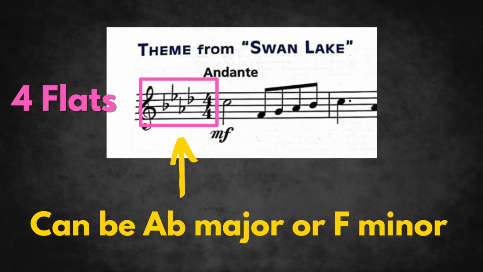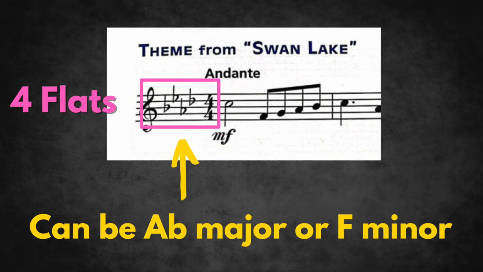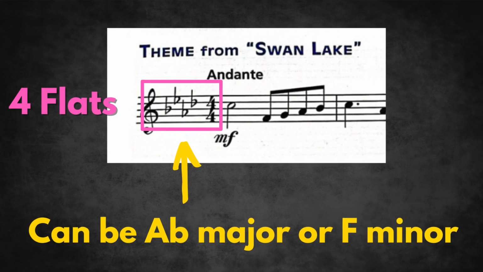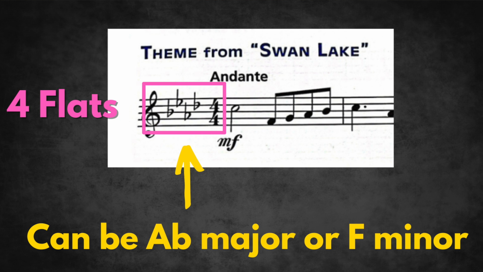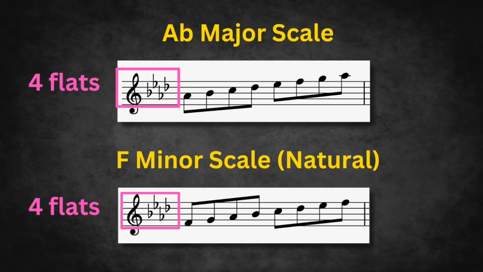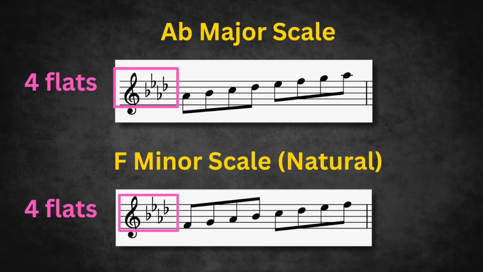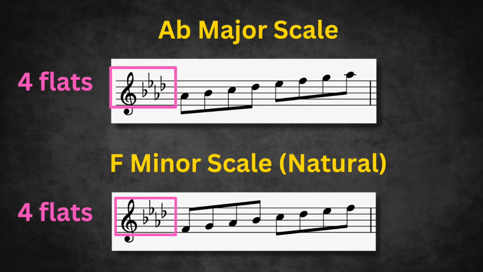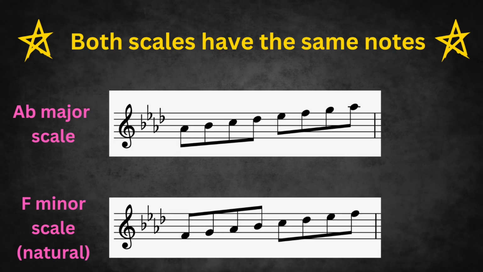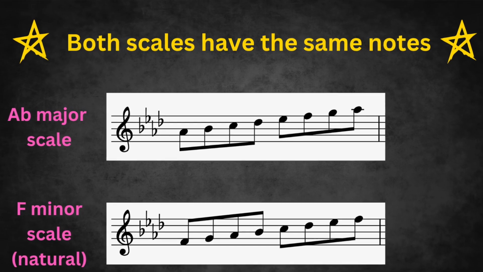For example, in this music piece, the key signature has 4 flats, which means the key could be in either A flat major or F minor. This is because the A flat major scale has 4 flats and the F natural minor scale has 4 flats. When discussing the minor key, you'll be referring to its natural minor scale. Please note, both scales have the same notes.